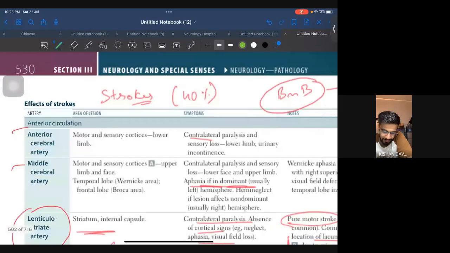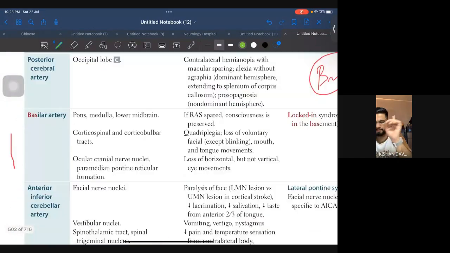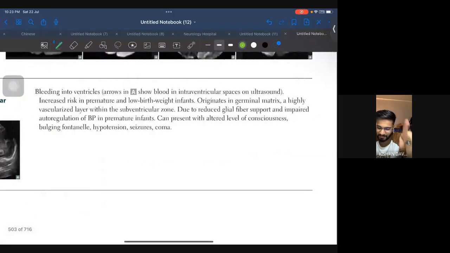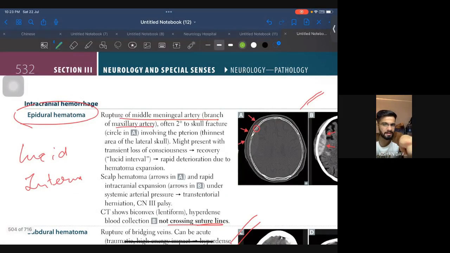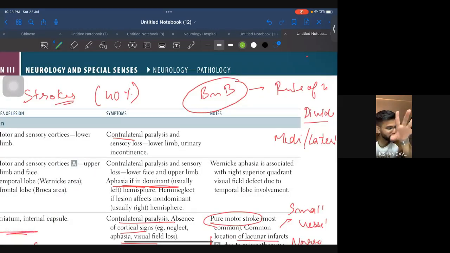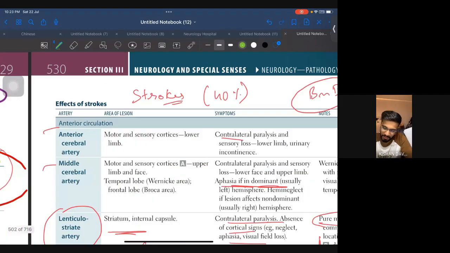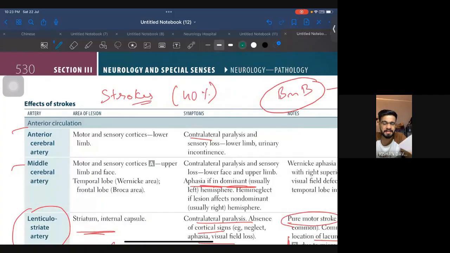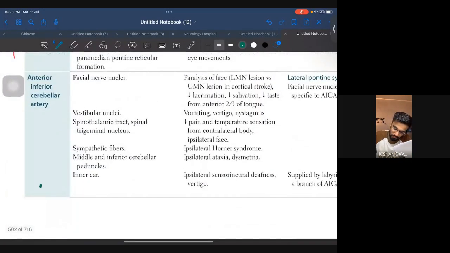All right, moving ahead. Effect of stroke. Now, before moving towards the effect of stroke, I hope you both have watched BnB, Boards and Beyond. You will know what I am going to talk about. This formula that BnB taught in the brainstem video, where should I write it, I'll write it here.